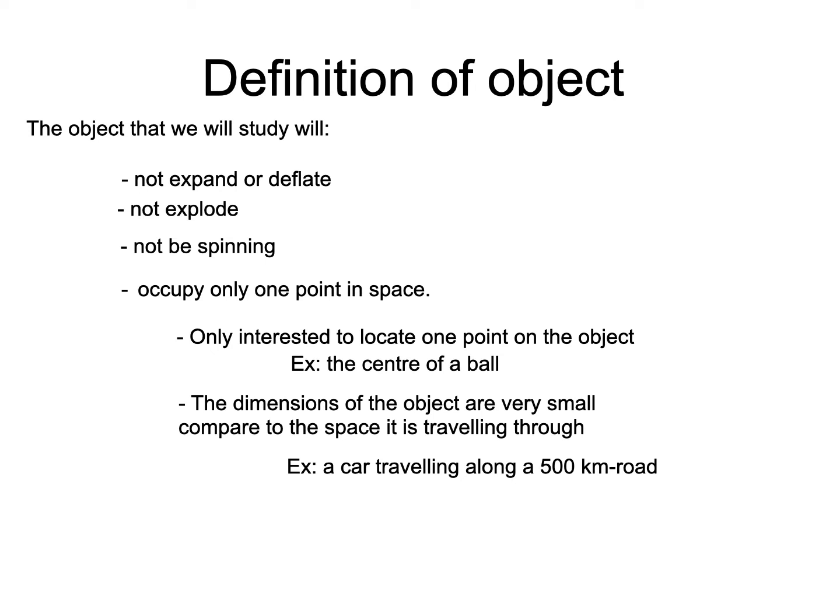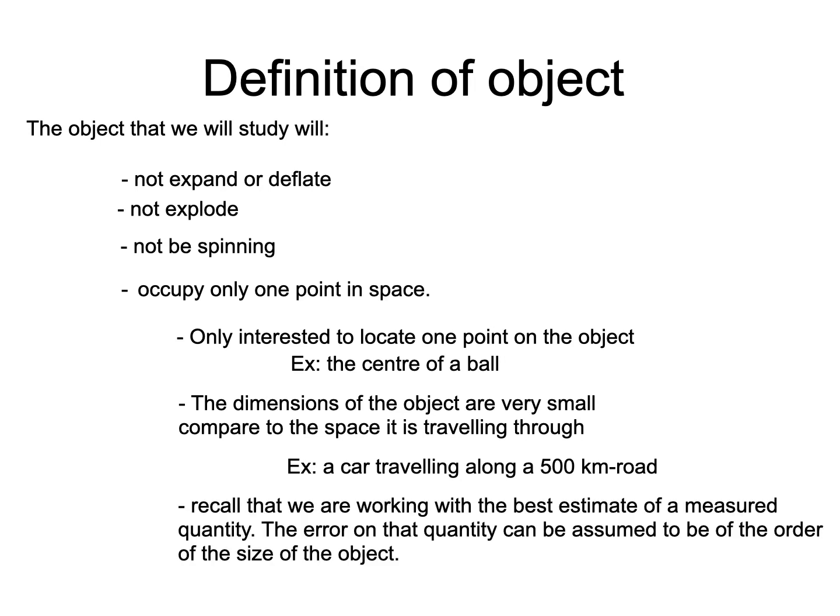Yet another way to reconcile the idea that we will not be interested in the shape of the object is to recall that we are working with best estimates of measurements, and the error on the location of the object can include the size of the object.